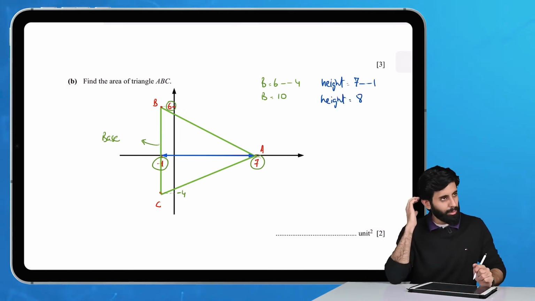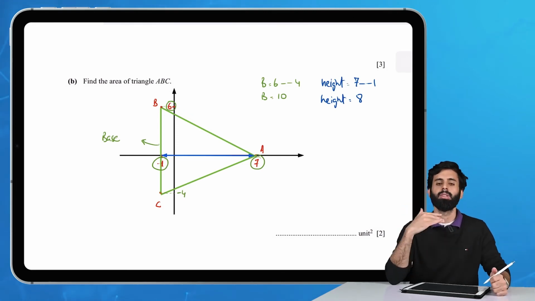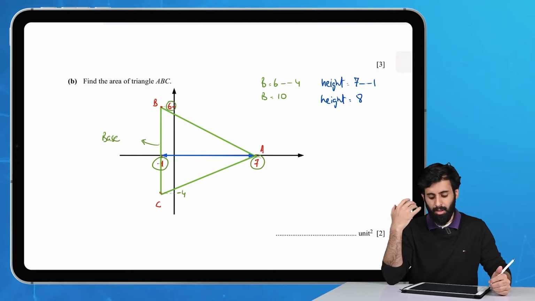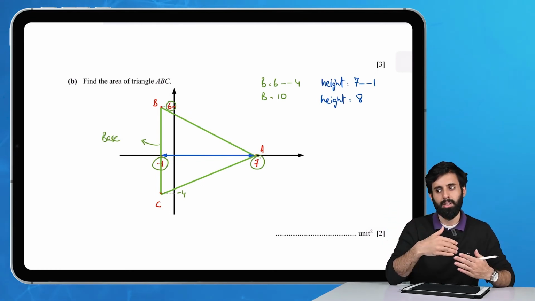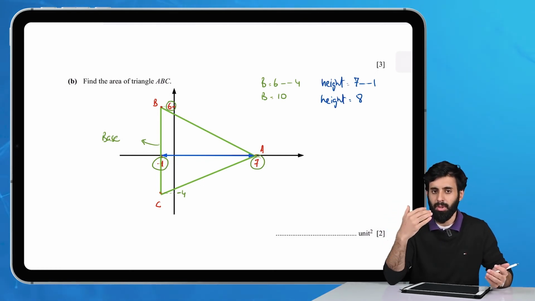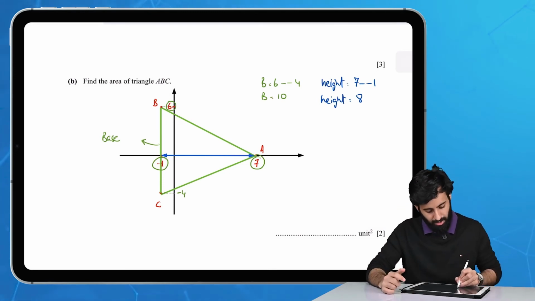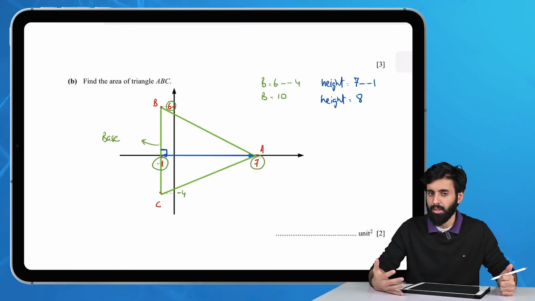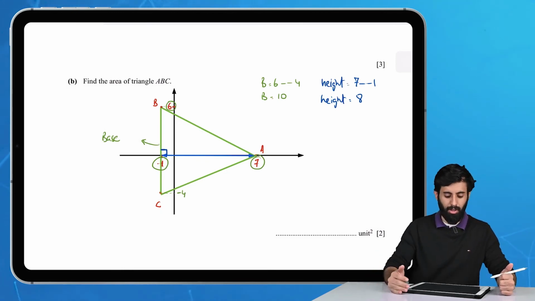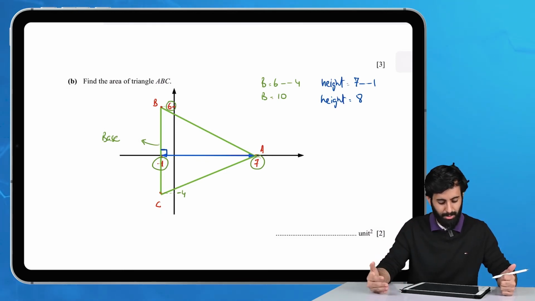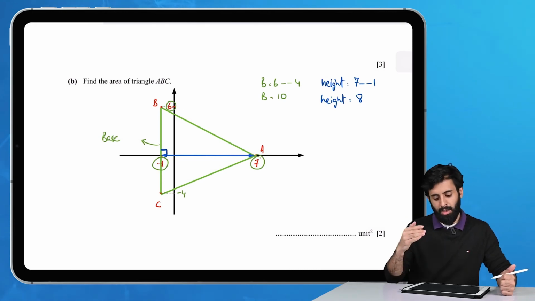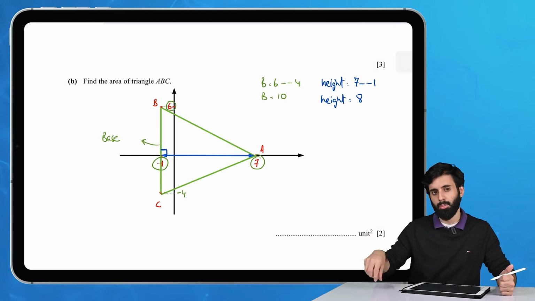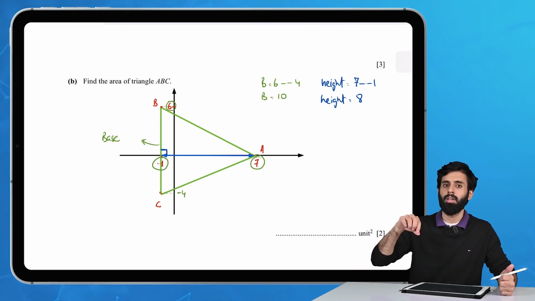It's not always that the base will be horizontal and the height will be vertical. These are relative terms. Height could be the perpendicular distance, and by perpendicular I mean the distance at a 90-degree angle from the base, whatever length you're considering as your base, to the highest point. So if I take the length BC as my base, the perpendicular distance from the line BC to the point A, which is the highest point, will be the height.